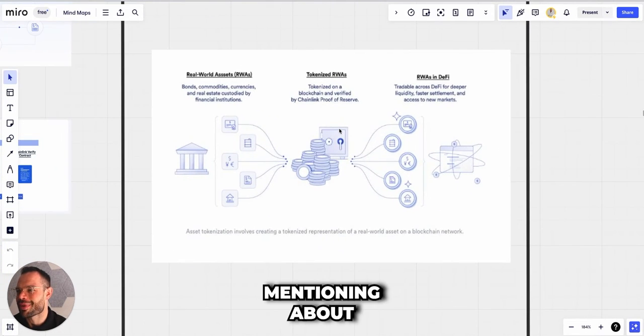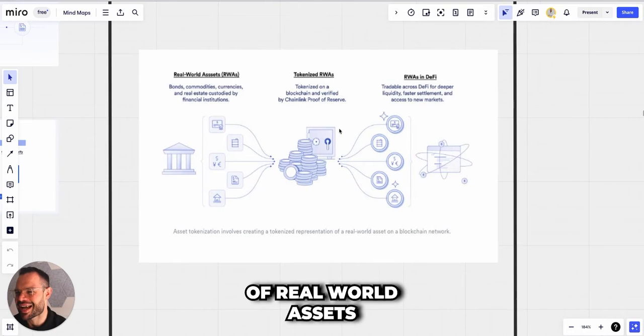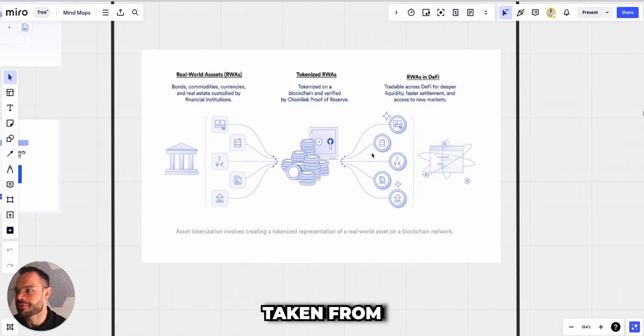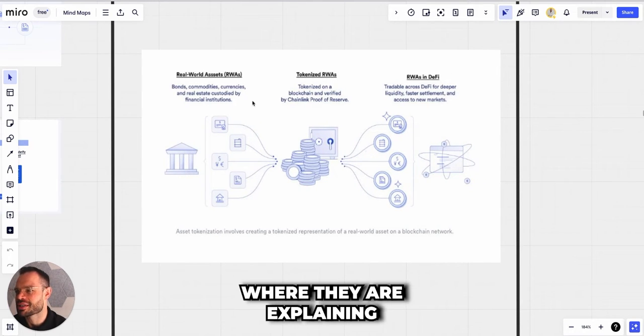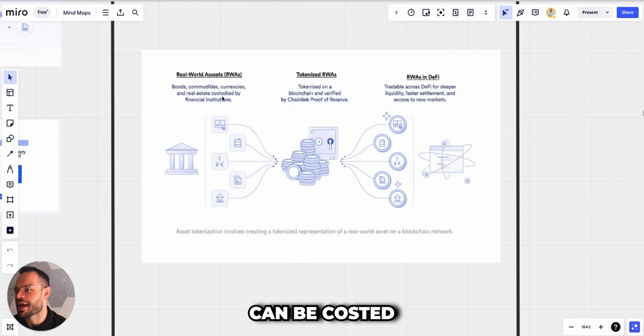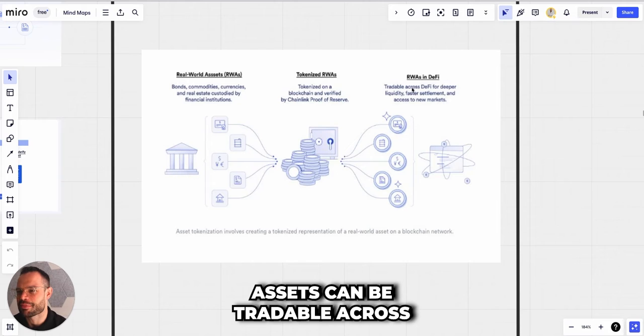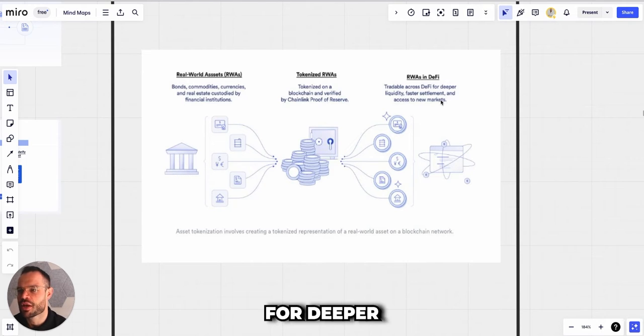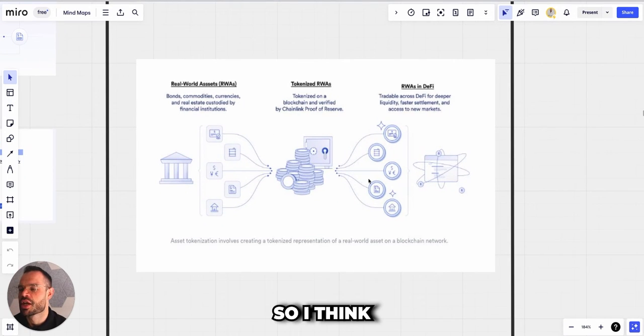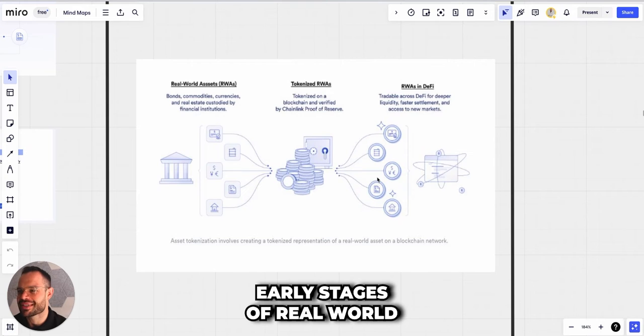Again, what we were mentioning about tokenization of real-world assets, this is another graphic taken from the Chainlink website where they are explaining how bonds, commodities, currencies, and real estate can be custodied by financial institutions, tokenized on the blockchain, and then those real-world assets can be tradable across DeFi platforms, decentralized finance platforms, for deeper liquidity, faster settlement, and access to new markets. So I think we're really at the very early stages of real-world asset tokenization.